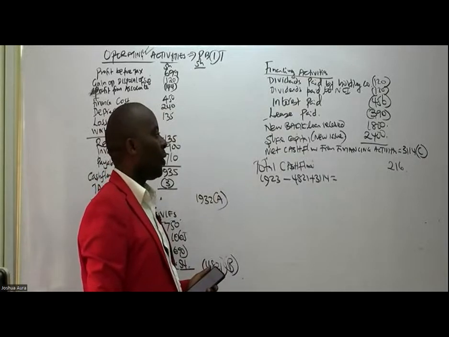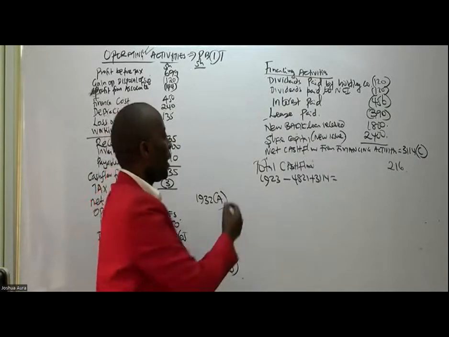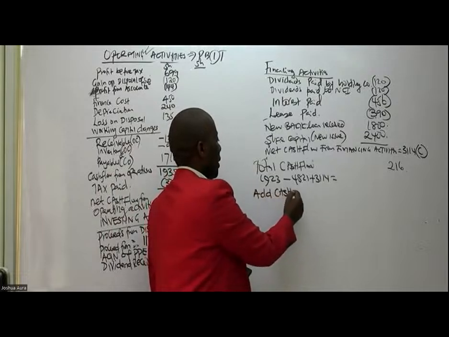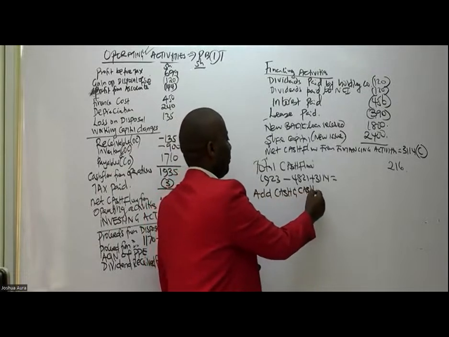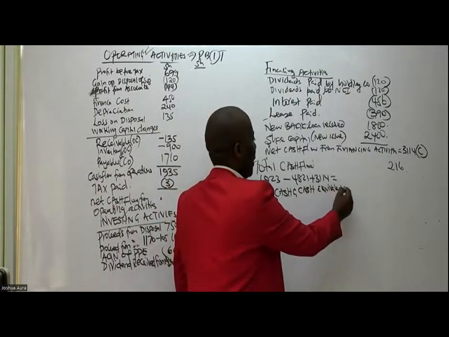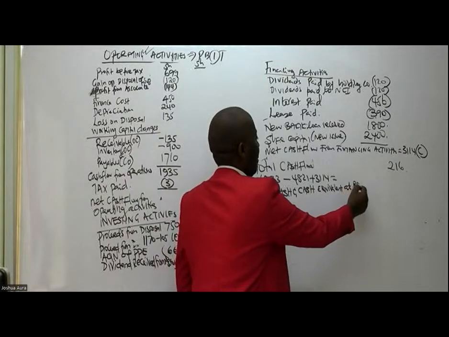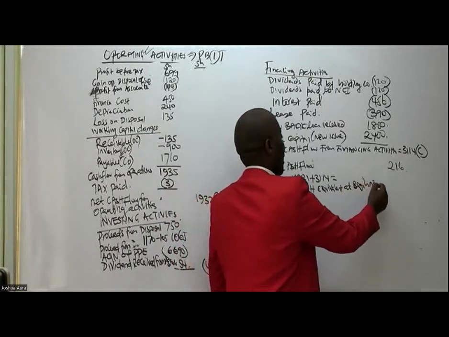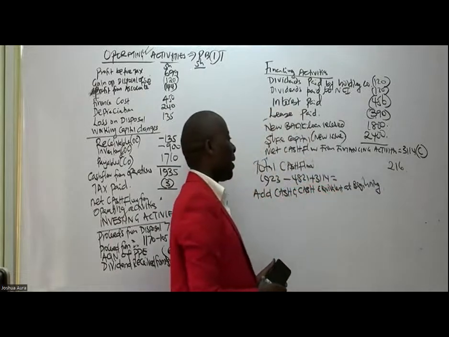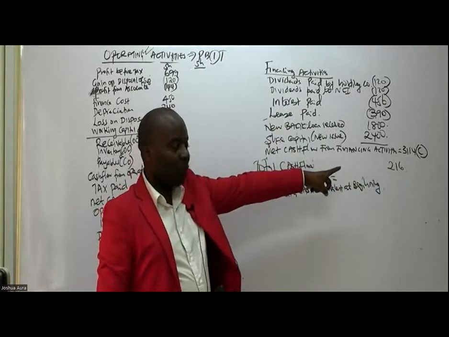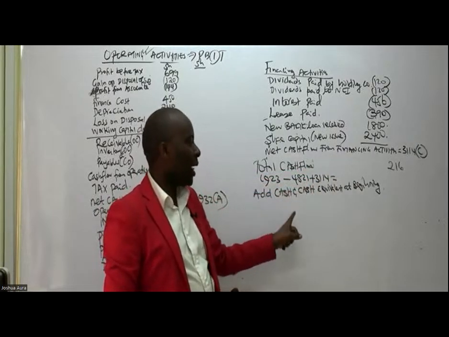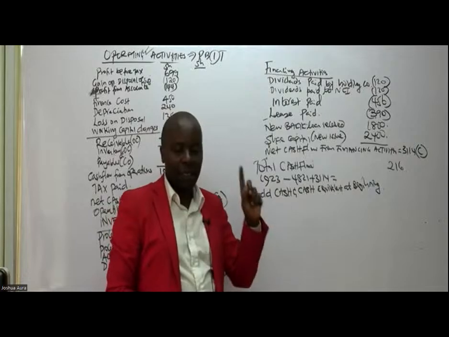From there, you will come and add cash and cash equivalents at the beginning. Whatever you get there, when you add it to that figure, you should be able to get the closing cash and cash equivalents.